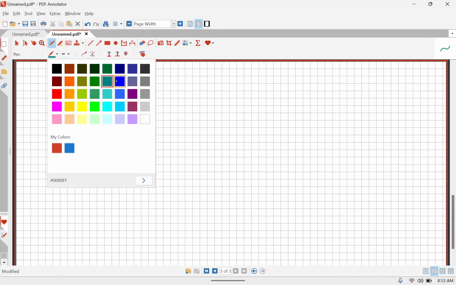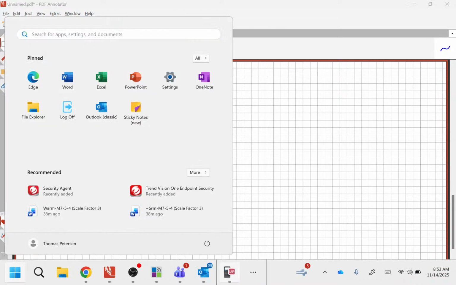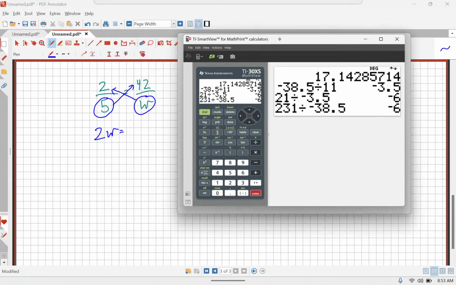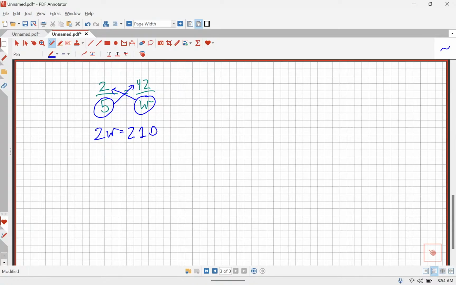But there's this thing that maybe you've seen before called cross multiplication. Do you guys know what I'm talking about? Where if I take this number and multiply it by 42, I can take this number and multiply it by 2 and just turn this fraction equation into 2w equals whatever 42 times 5 is. 210. That's a one-step equation where I can divide both sides by 2, and I get w equals 105, and it's over.